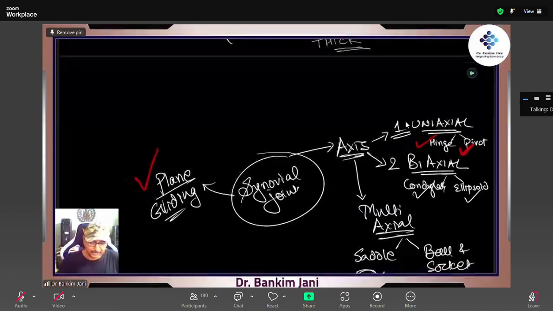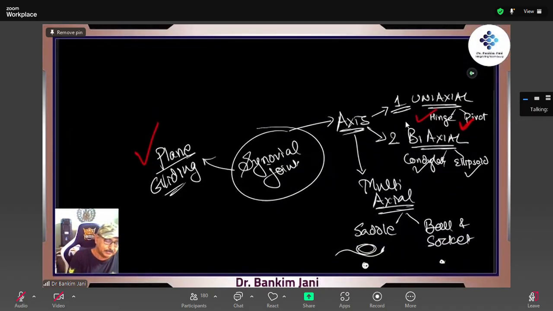So now on to the synovial joints, there are some plain synovial joints. Plain means they are just gliding. These are the areas which are gliding over each other.